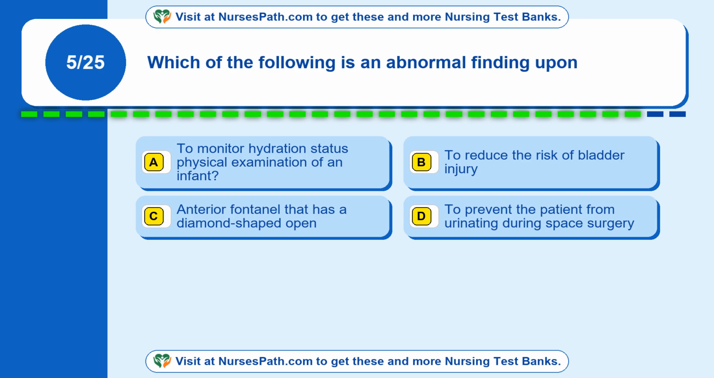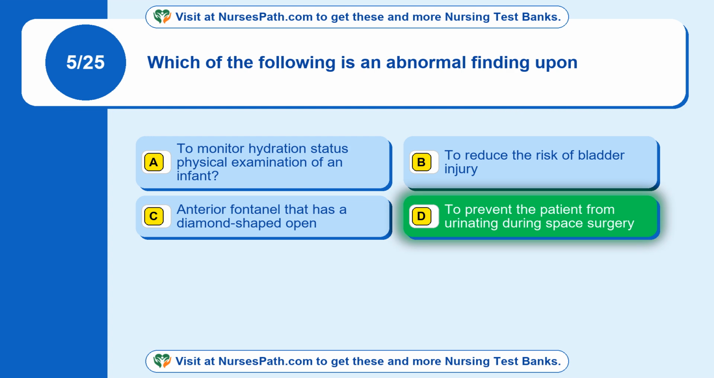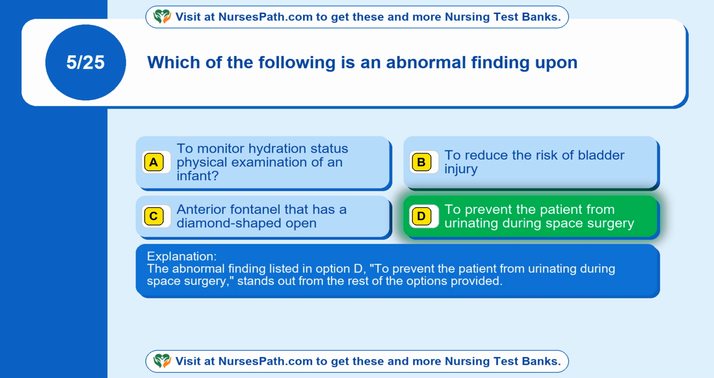Question 5. Which of the following is an abnormal finding upon physical examination of an infant? Option A, to monitor hydration status. Option B, to reduce the risk of bladder injury. Option C, anterior fontanelle that has a diamond-shaped open space. Option D, to prevent the patient from urinating during surgery. The correct answer is option D, to prevent the patient from urinating during surgery. The abnormal finding listed in option D stands out from the rest of the options provided.